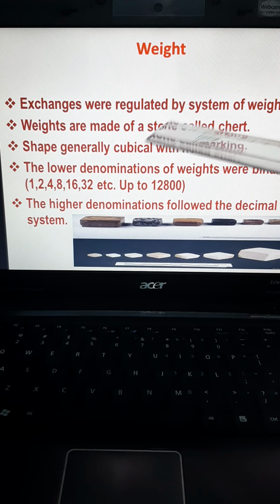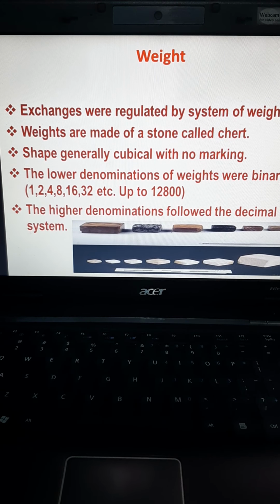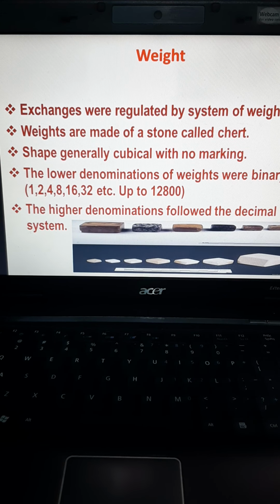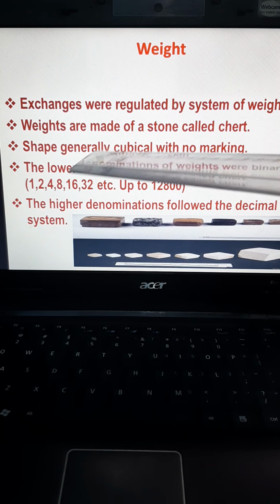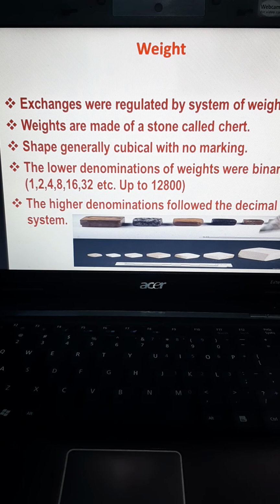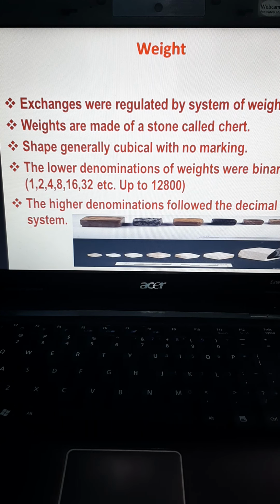So exchange was regulated by a system of weights. Suppose I brought something, I used to measure that particular thing, and in exchange, if I have to give something, how much quantity I have brought by the measurement, that much quantity in return I have to give. And the shape of the weights used to be cubical with no marking. You can see the picture out here. They are all in cubical shape.